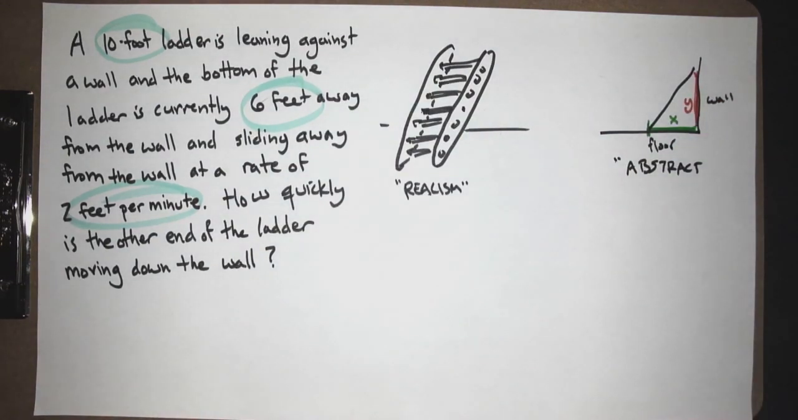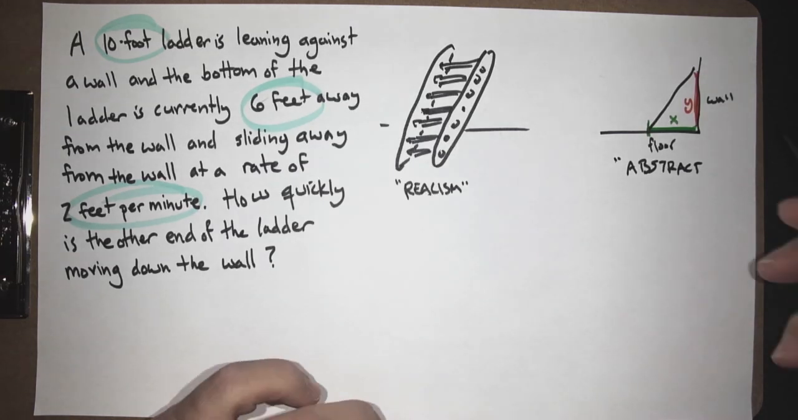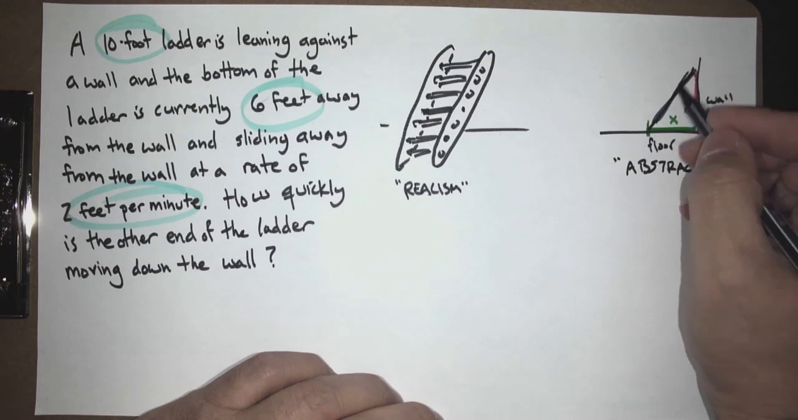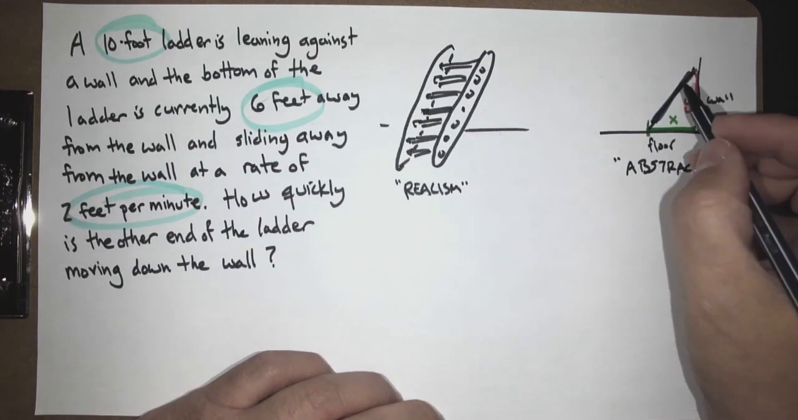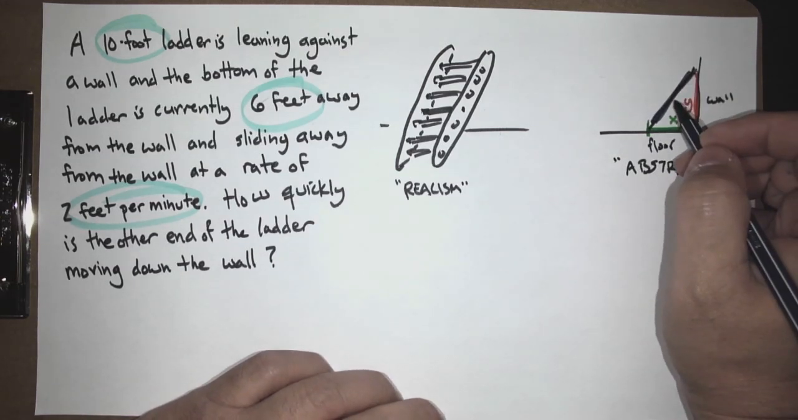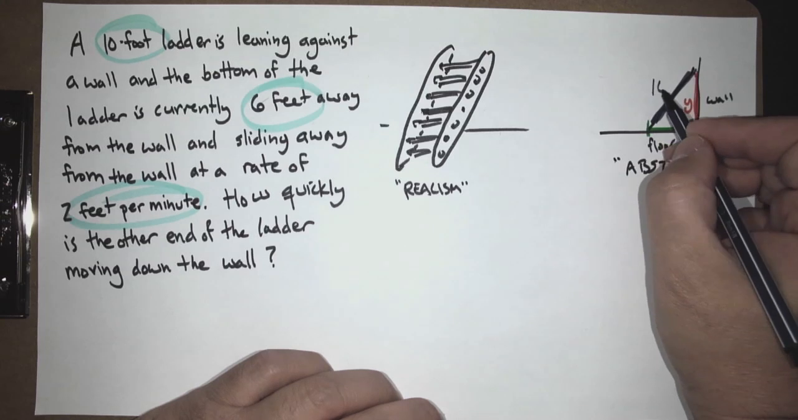All right, is there anything else we can label here? For instance, what about this length? 10. Now, do we need to give it a variable name? No, because it's not changing. It's just a ladder. It's always 10 feet.